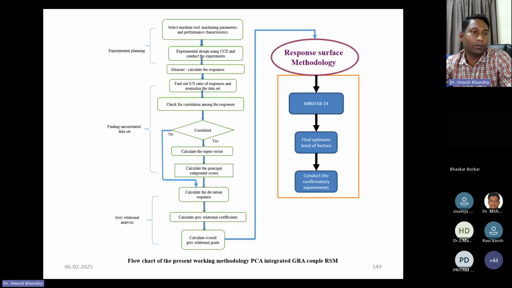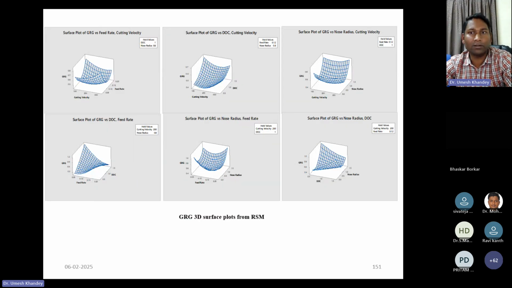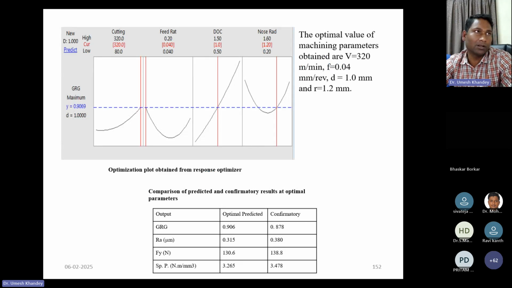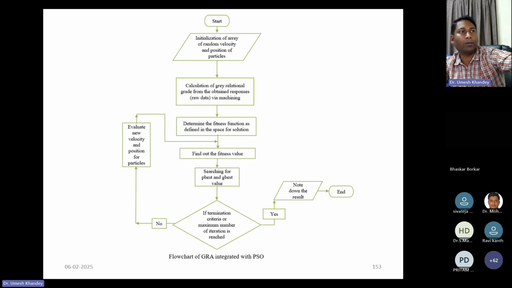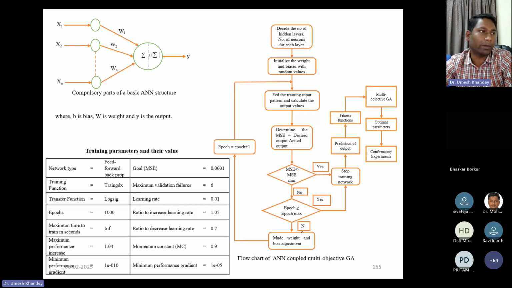Then the next one is GRA plus RSM. RSM gives some control plots for verifying the results, and a confirmatory test for confirming the results. Next, PSO with GRA: the particle swarm optimization technique can also be coupled with GRA to give the optimum result of machining parameters, which has been confirmed through the confirmatory experiment. So NN plus GRA you can also couple. This one is the flow diagram of how it is going to be executed.